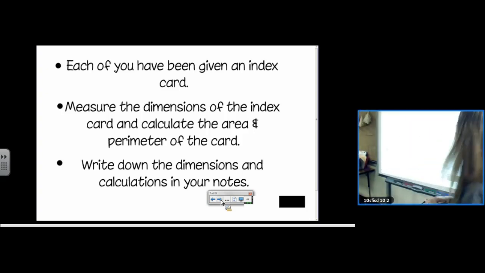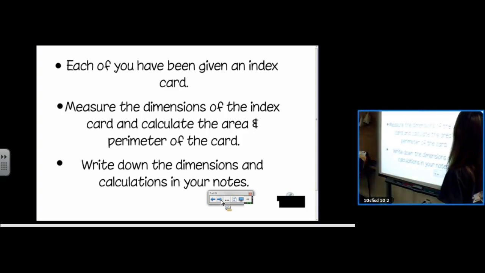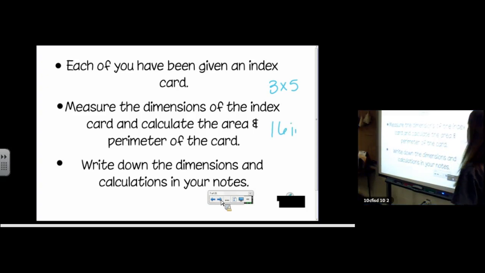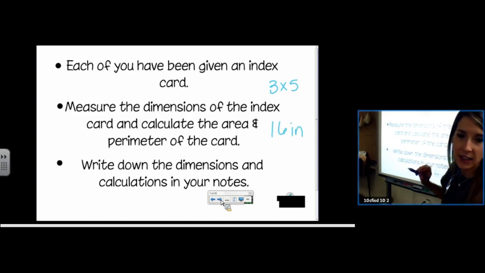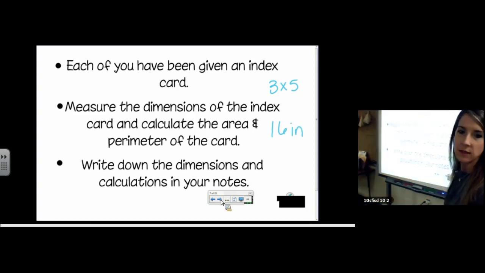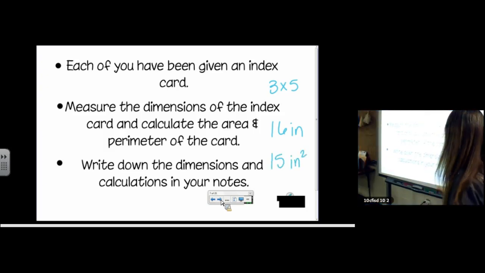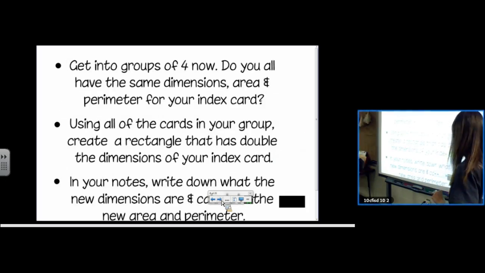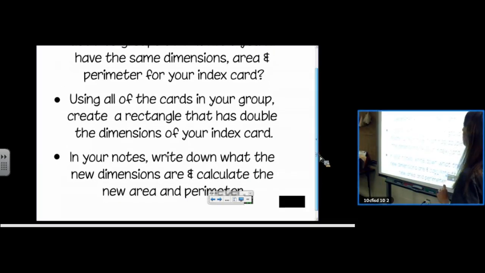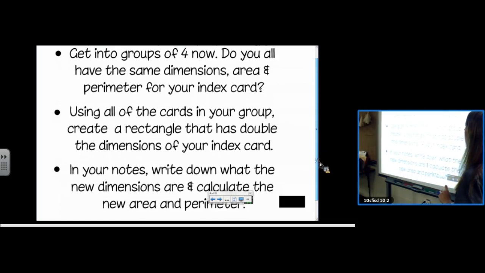Very nice. Okay, so the dimensions are 3 by 5. The perimeter, 16 inches, and the area, 15 inches squared.